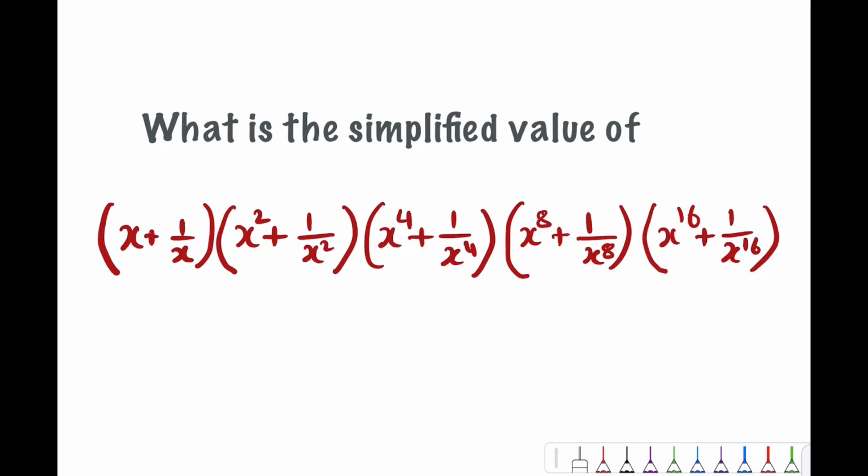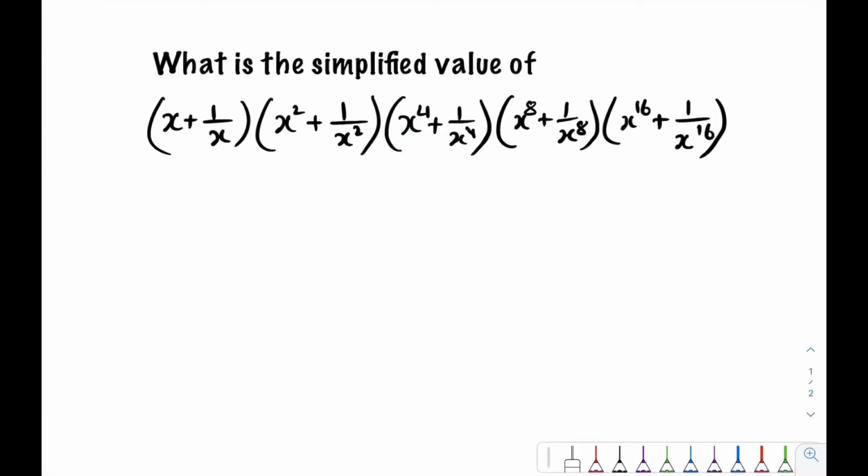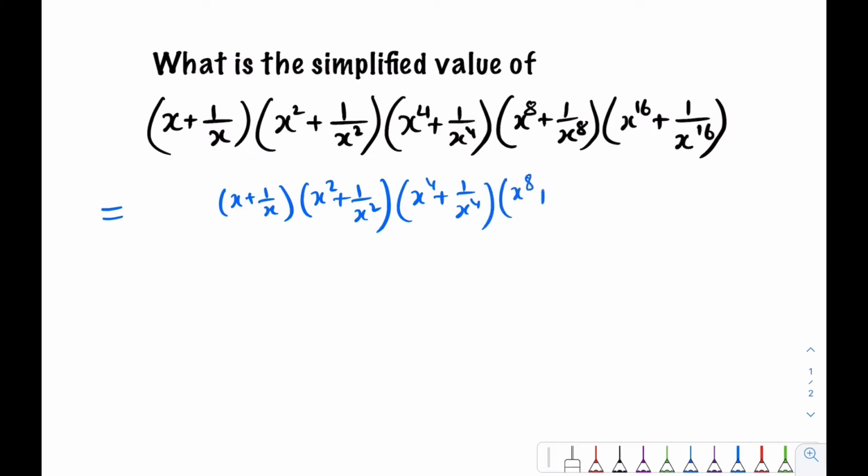So let's start. What is the simplified value of (x + 1/x)(x² + 1/x²)(x⁴ + 1/x⁴)(x⁸ + 1/x⁸)(x¹⁶ + 1/x¹⁶)? So this is equal to (x + 1/x)(x² + 1/x²)(x⁴ + 1/x⁴)(x⁸ + 1/x⁸)(x¹⁶ + 1/x¹⁶).